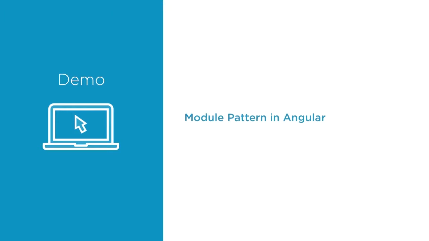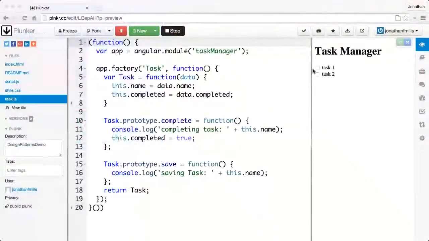Now let's take a look at this on the Angular side and build that same repository using the module pattern in our Angular application. So far we've got a task manager application that has a task. And basically this task has complete and save. It's got two functions on it. And it's doing this save. And basically all we're doing is console.log saving task.